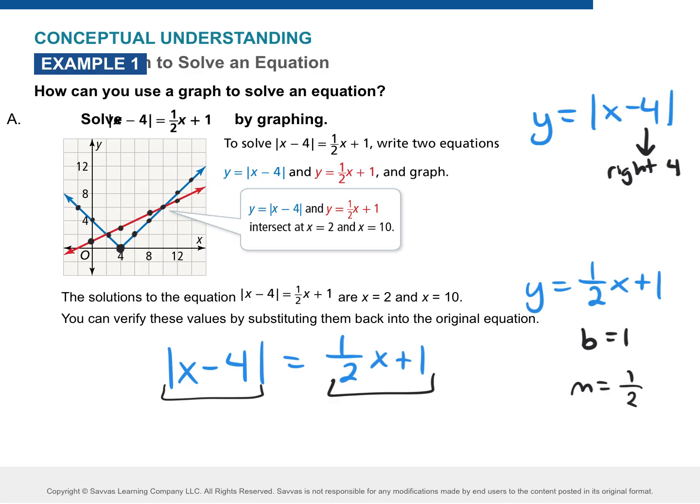How many times did the two graphs intersect? Twice. We have one here, and we have one here. How do we write our answers to these graphs? Can I just circle the ordered pairs? No, we want to write them as ordered pairs, right? So this first one is going to be 2, 2. This second one is going to be 10, 6.